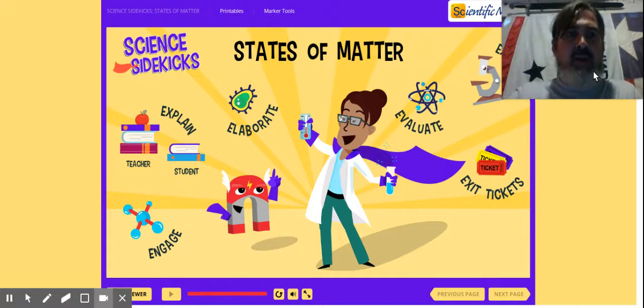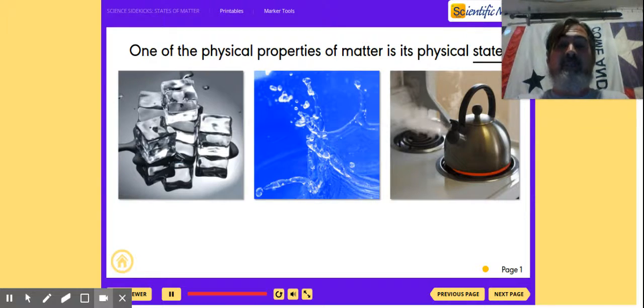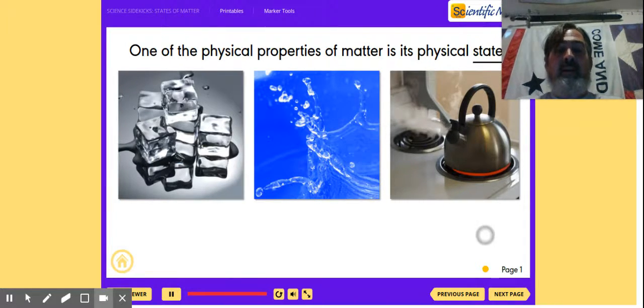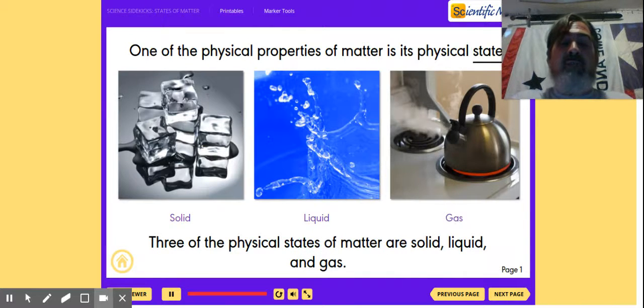Okay, today we're talking about states of matter. Now, one of the physical properties of matter is its physical state. Remember, there's a lot of different physical properties of matter. Physical state is just one of them. Okay, three of the physical states of matter are solid, liquid, and gas.